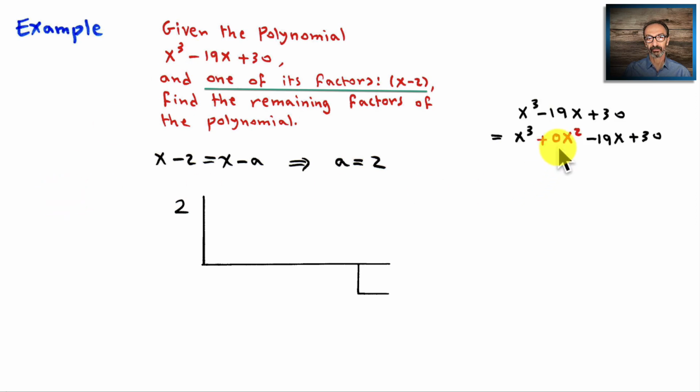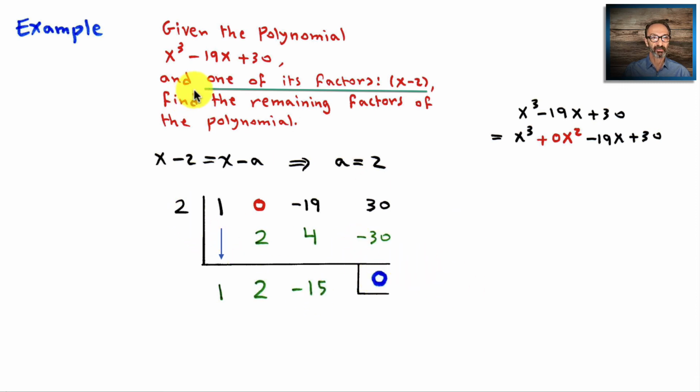So we have to make a place for the 0 as a placeholder: 1, 0, negative 19, and 30. What do we do with the 1? Bring it down. 1 times 2 is 2. Add going down, 2. 2 times 2 is 4. Add going down, negative 15. Negative 15 times 2, negative 30, add 0. They told me it's one of the factors. That means I should end up with 0.